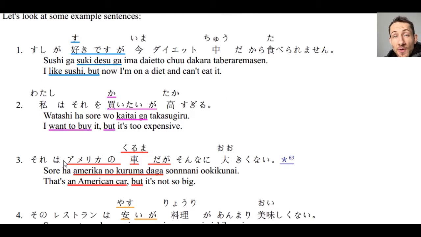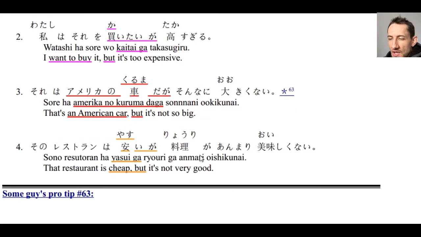Number three, それはアメリカの車だが、そんなに大きくない. So here we have アメリカの車, which of course is a noun, American car, だが、そんなに大きくない. You'll notice here that we don't have desu, but we have da. As you know, when you're speaking a little more casually, you can say da instead of desu. So we could say それはアメリカの車ですが、そんなに大きくない. But here we're just using da because we're speaking a little more casually. Both are fine.